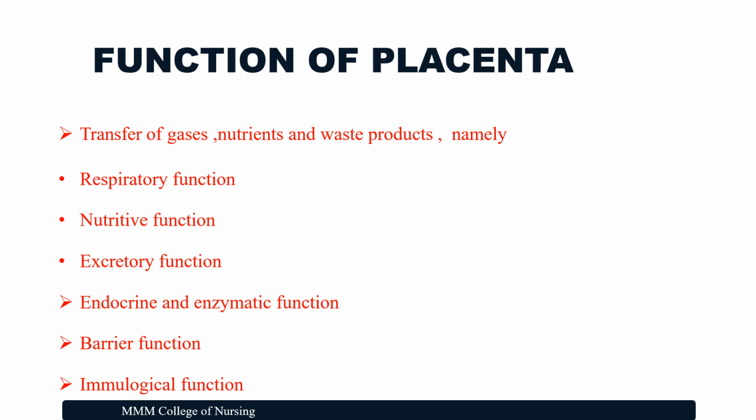What are the functions of placenta? The main functions of the placenta are transfer of nutrients and waste product between the mother and fetus. In this respect, it attributes to the following functions, that is respiratory function, nutritive function and excretory function. And the next is the endocrine or enzymatic function. Placenta is an endocrine gland. It produces both steroid and peptide hormones to maintain the pregnancy, and it acts like a barrier and has immunological function. These are some of the functions of placenta.